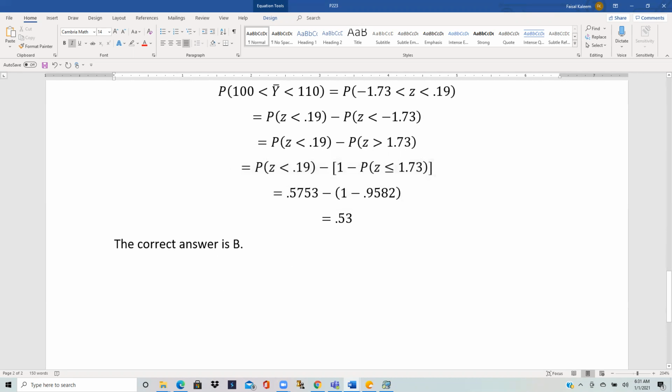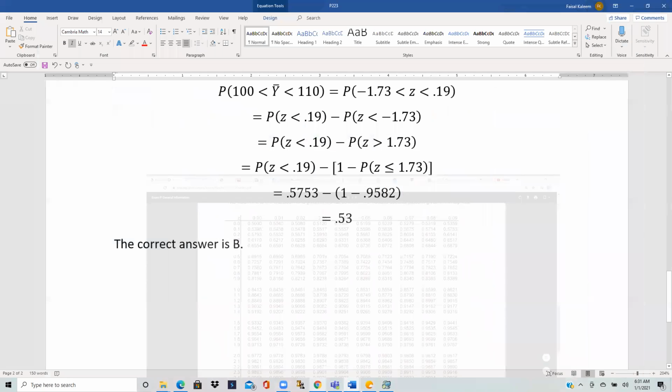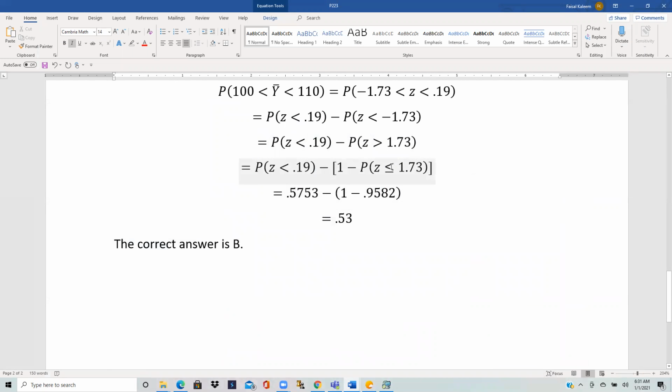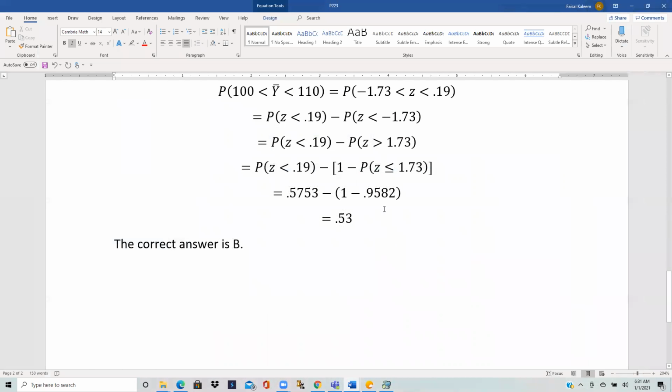So let's see. For 0.19, we see that it's 0.5753, and for 1.73, we have 0.9582. And it all comes out to be 0.53. That's choice B.